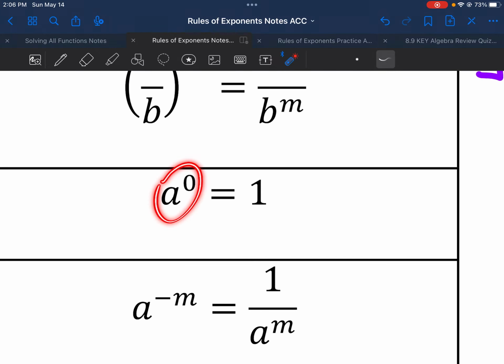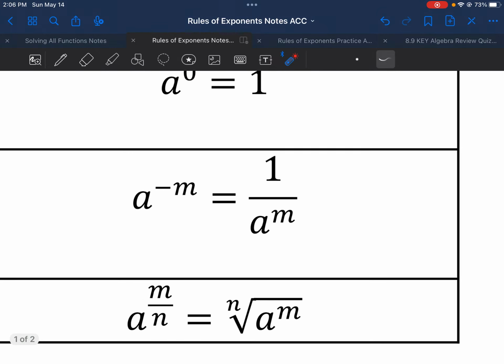All right, zero exponent rule. Anything raised to the zero power is going to equal 1. Okay, negative exponent rule. Some base a to a negative power m is equal to 1 over, and then the positive version, a to the positive power m.